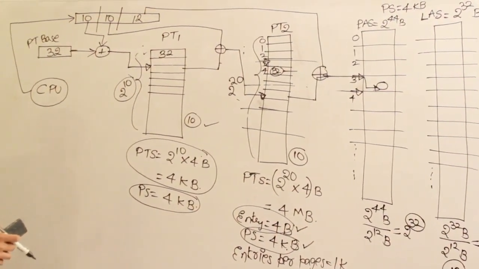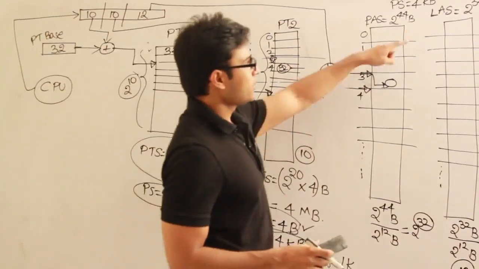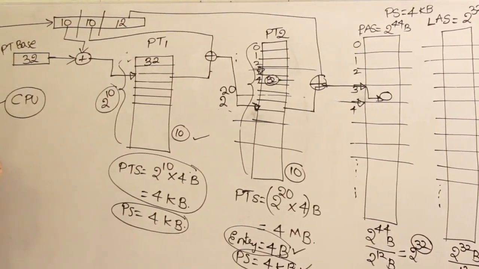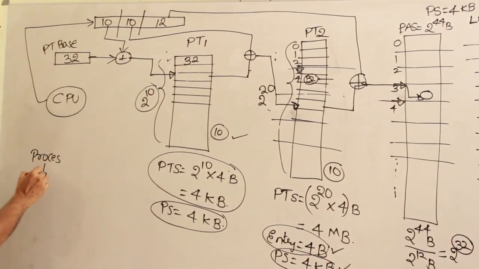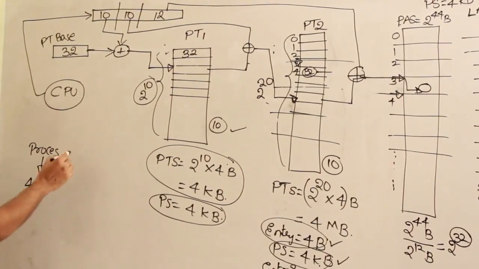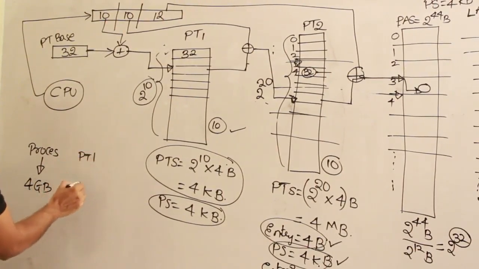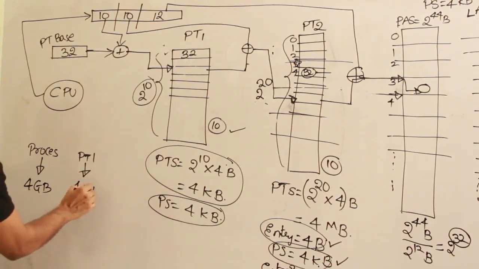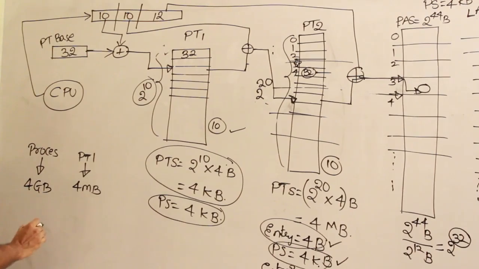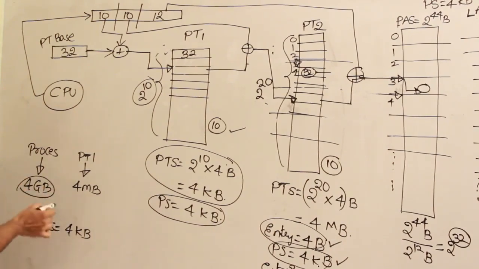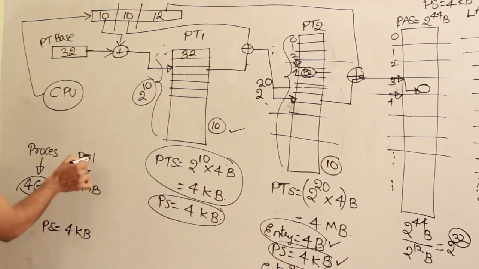So what I mean to say is, our process contains 2 power 32 bytes, which means our process size is actually 4 GB, right? Then I divided it into pages, and I got page table 1. The page table 1 size turned out to be 4 MB, right? And 4 MB does not fit in one page, because the page size is given as 4 KB. So a 4 GB process doesn't fit in one page, therefore I divide it into pages. That is how I got page table 1.